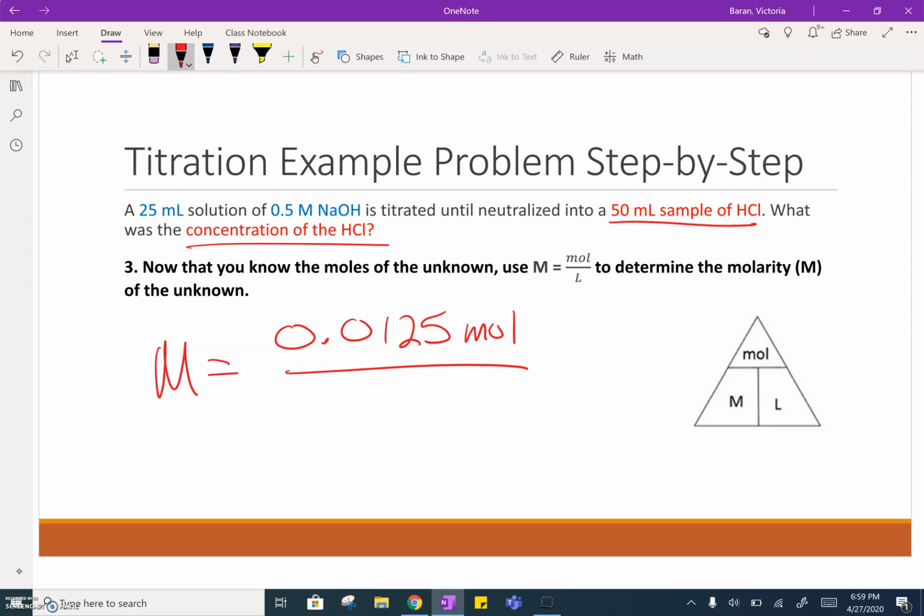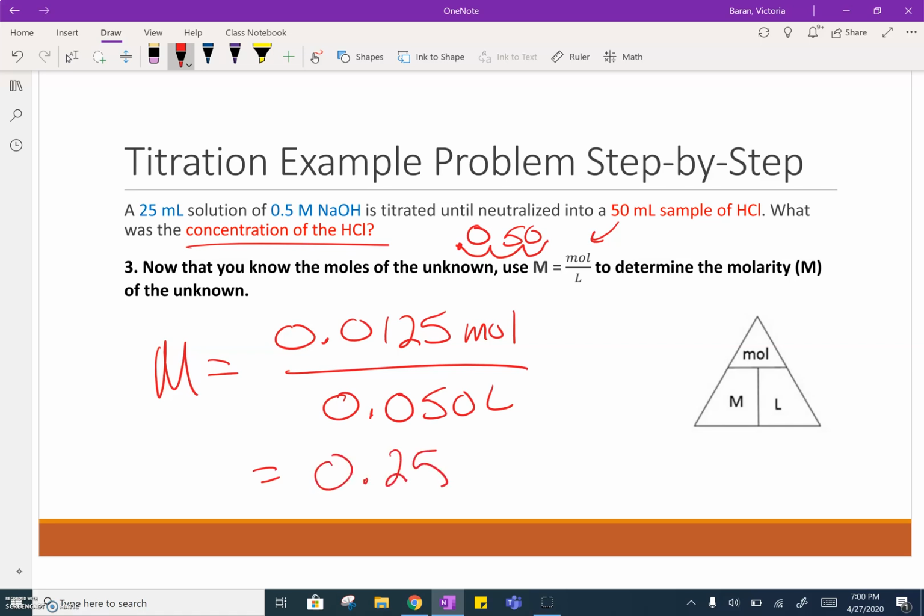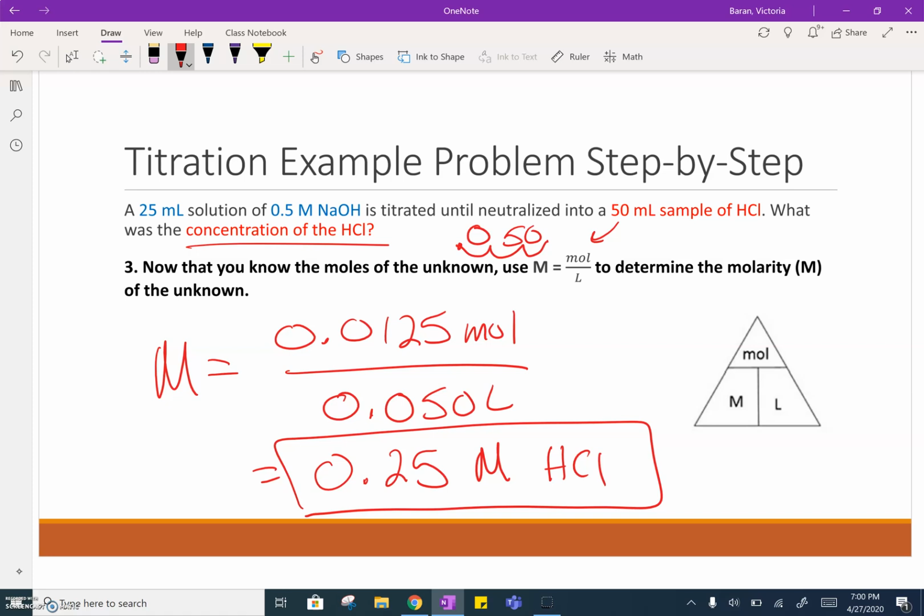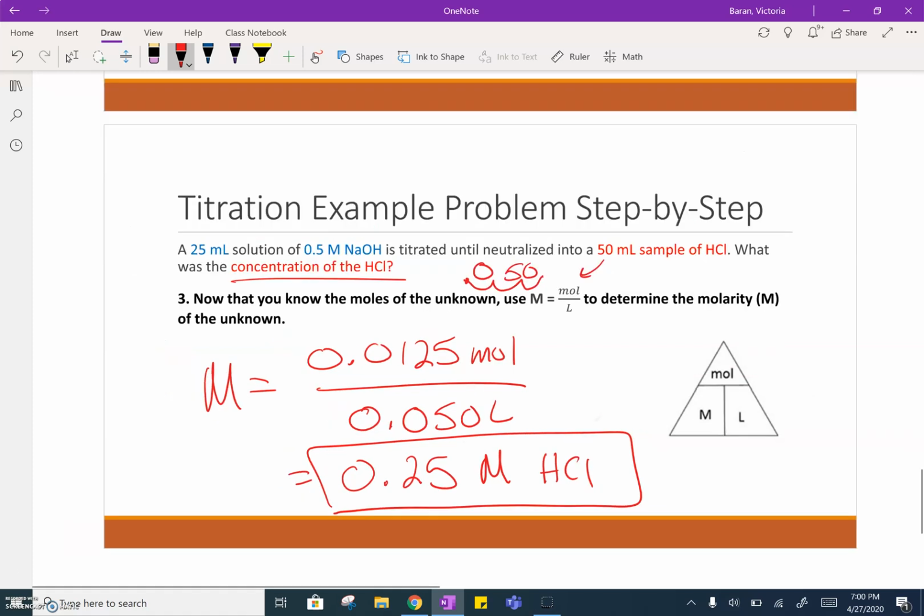So they have 50 milliliters of HCl. So if we move the decimal, if we have 50 and we're going to move it left 1, 2, 3 spaces, that would be 0.050 liters. So we're going to divide that, and we get 0.25 big M, which is molarity, of HCl as our final answer. So that would be the concentration of your unknown.